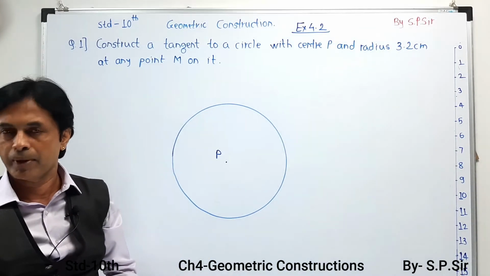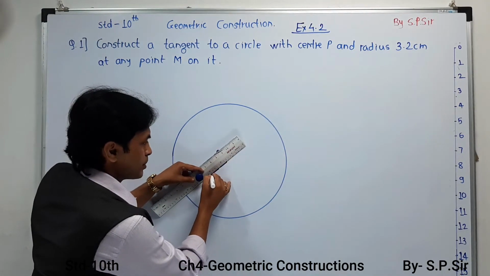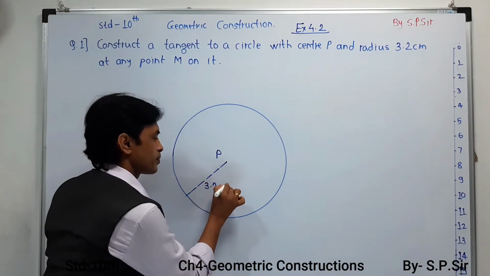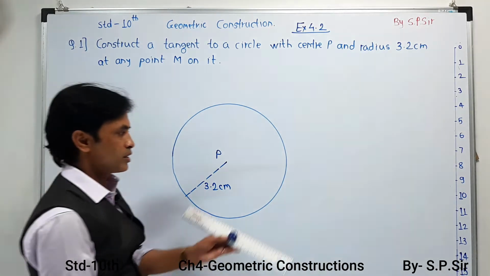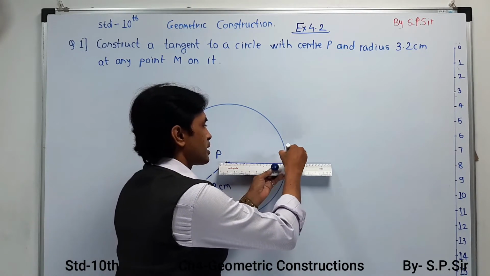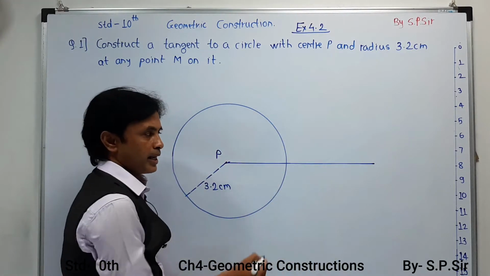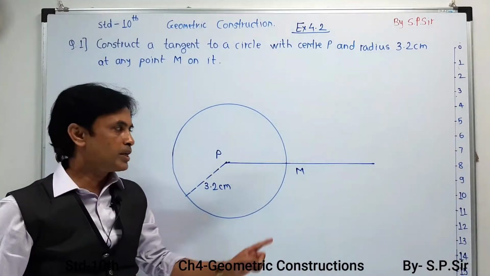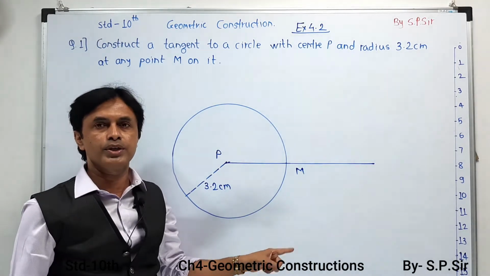Now after completing that part, the condition is that this circle is of radius 3.2 centimeter. Now we have to take any point M on the circumference of the circle. So tentatively I am going to draw the radius first over here, and I am going to extend it outside the circle. And let us say this is a point M where you want to draw a tangent. Please draw your point M somehow outside over there, because your tangent is coming over here.